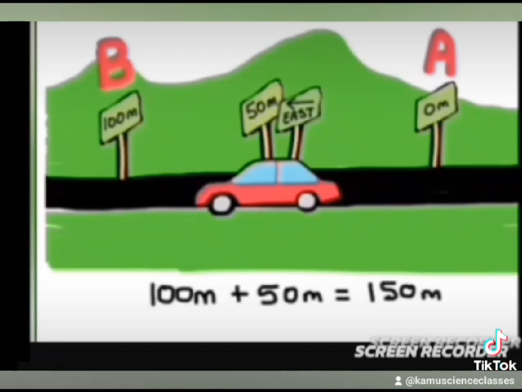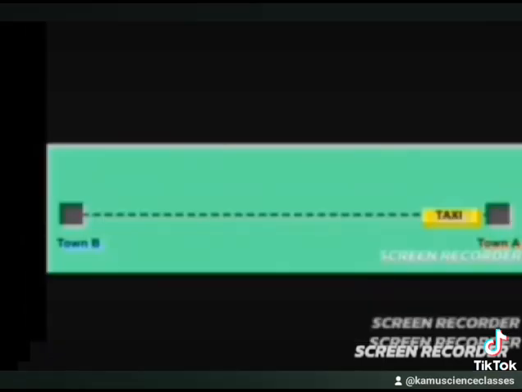However, our displacement will be A to B considered positive, so that is positive 100 meters, and then the reverse direction B to 50 meters east, then that is negative 50, and our total displacement will be 50 meters due east.